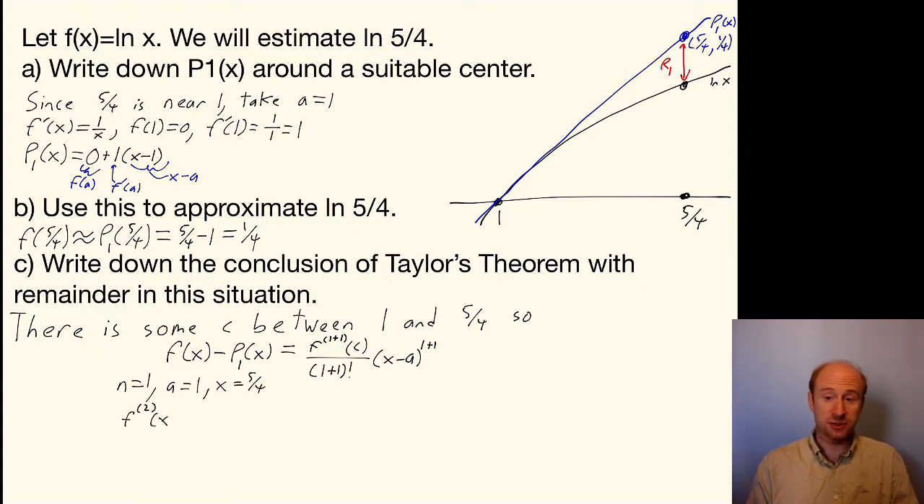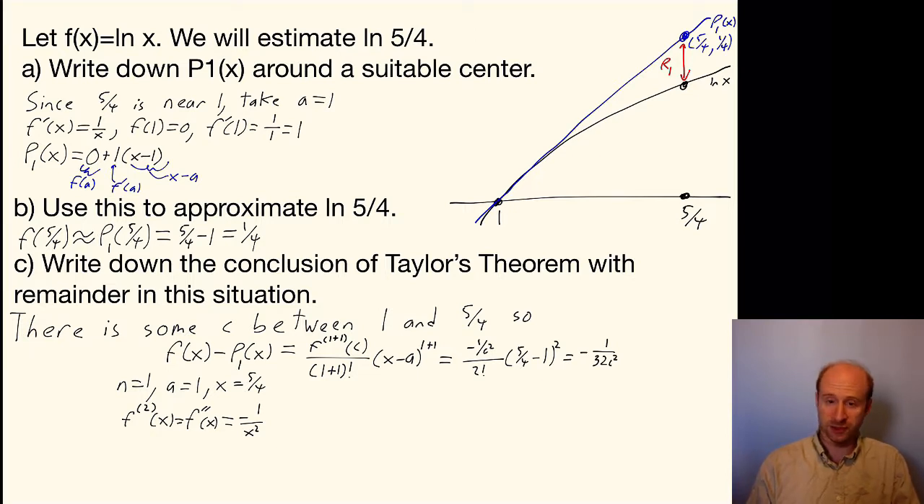The second derivative of our original function, the second derivative of log x, is the derivative of 1 over x, which is negative 1 over x squared. So when we plug that all in, we get negative 1 over 32c squared. There is some c between 1 and 5/4, so that the error is negative 1 over 32c squared.